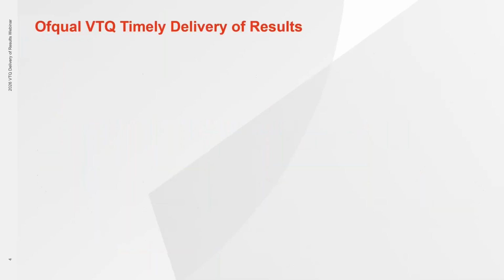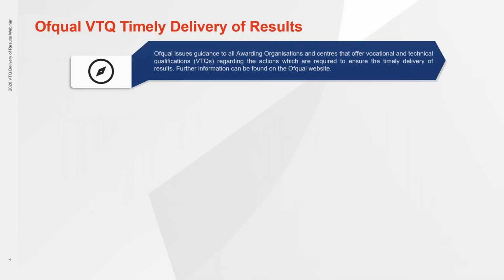On this slide, we've got a bit of an overview of the delivery of results process. In the first box here is a bit of information about who oversees this process. This process is mandated by Ofqual. They issue guidance to all awarding organisations and centres that offer vocational and technical qualifications regarding the steps that we are required to take to ensure the timely delivery of results. Further information on that can be found on the Ofqual website.